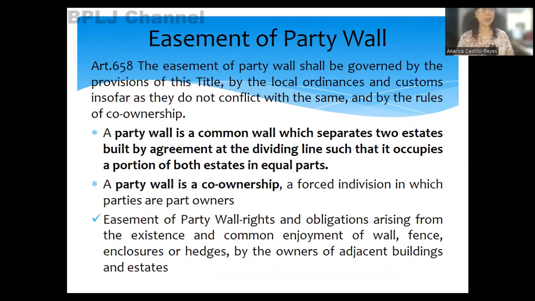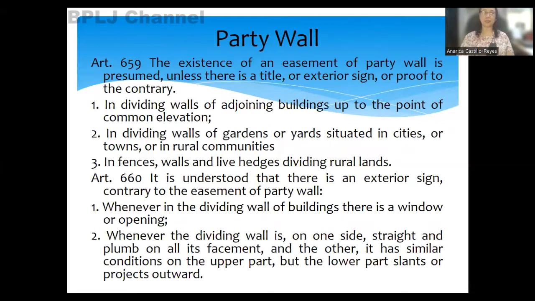What is a party wall? A party wall is a common wall which separates two estates, built by agreement at the dividing line such that it occupies a portion of both estates in equal parts. So it is necessarily a co-ownership, okay? Because one half of the wall belongs to one owner, the other half of the wall belongs to the adjoining owner. So the easement of party wall covers the rights and obligations arising from the existence and common enjoyment of a wall, fence, enclosures, or hedges by the owners of adjoining buildings and estates.